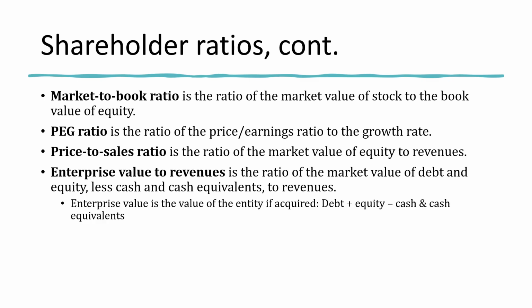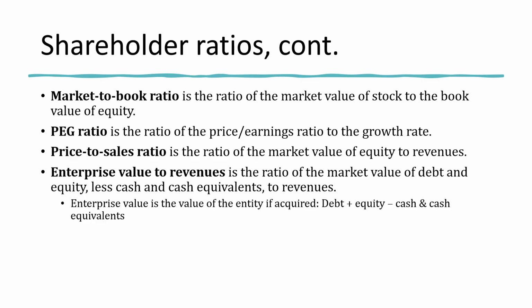The PEG ratio is the ratio of the price earnings ratio to the growth rate. And sometimes the PE ratio is interpreted as expected growth. Now these are all imperfect measures of expected growth, whether it be the market to book ratio or the PEG ratio. But this is what some people use to proxy for what the market believes to be the growth rate of the company in the future.